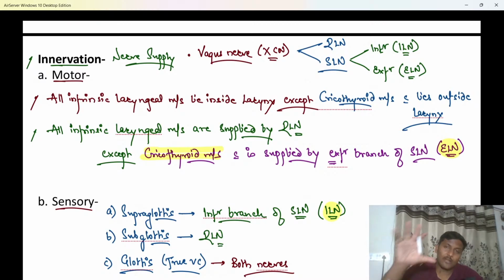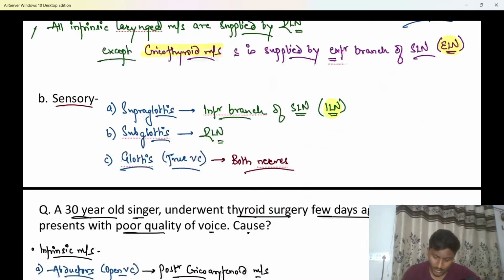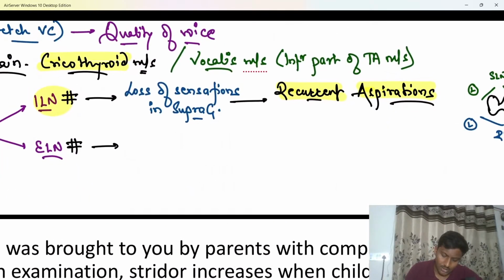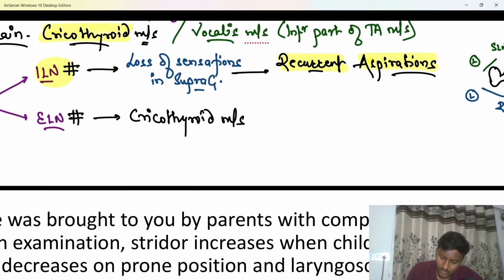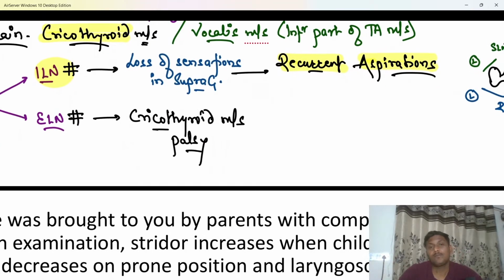That is what happens, right? Cricothyroid muscle will not be able to contract and it will get paralyzed, weak, right? So as the external laryngeal nerve will be injured, there will be paralysis or palsy of which muscle? Cricothyroid muscle, right? External laryngeal nerve injury leads to palsy or paralysis of the cricothyroid muscle. And as there is a cricothyroid muscle palsy, what was the function of cricothyroid muscle?